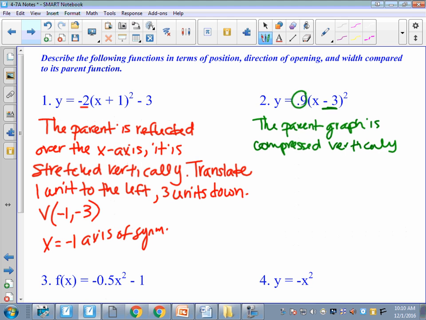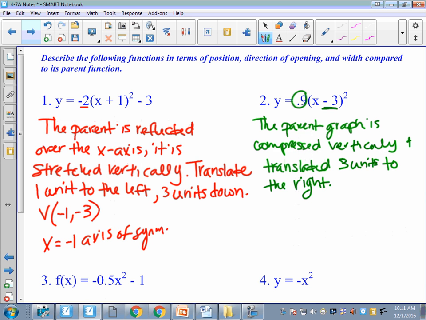And this -3 here inside is my H value, so that's a translation, and it's translated 3 units to the right. That's really a positive H value in there.